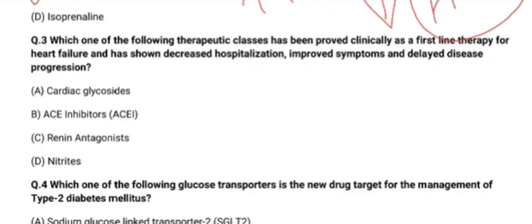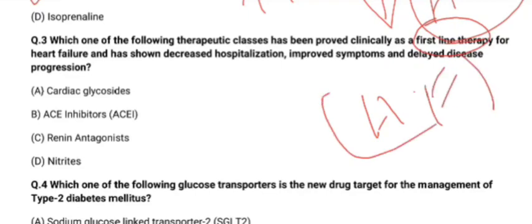The third question is, which one of the following therapeutic classes has been proven clinically as first line therapy for heart failure and has shown decreased hospitalization, improved symptoms and delayed disease progression? Heart failure is the inability of our heart to pump sufficient blood as needed by our body. The first line drugs for the treatment of congestive cardiac failure are ACE inhibitors, angiotensin converting enzyme inhibitors, which include captopril, lisinopril, perindopril and ramipril.